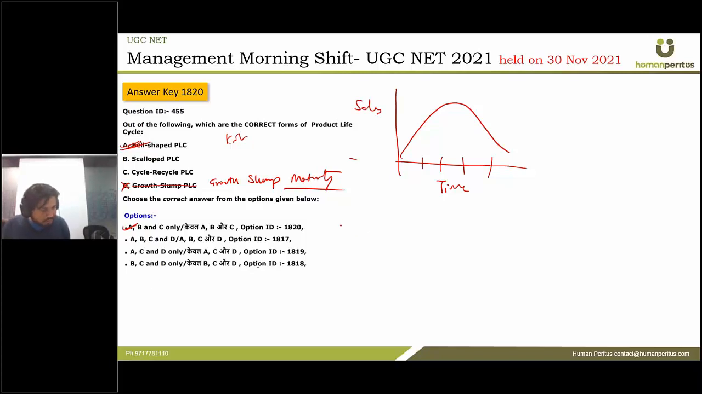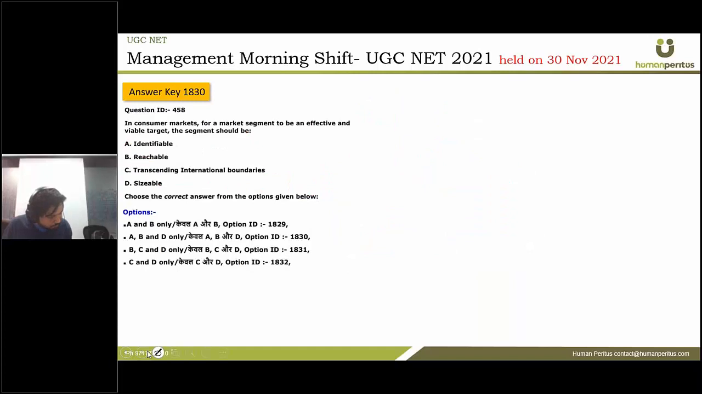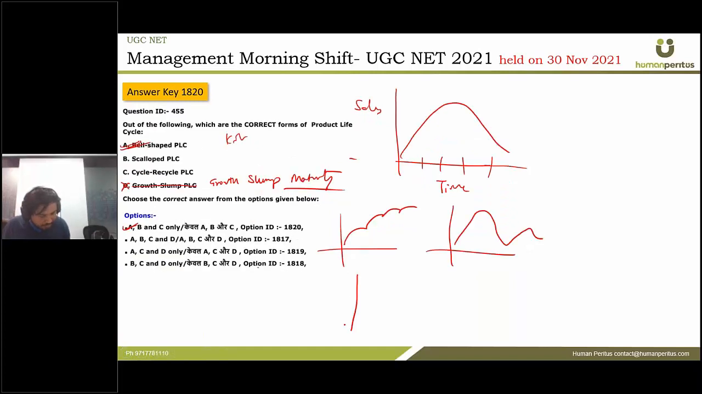So what is growth? What is scallop? Scallop would be like this. Now what is cycle-recycle? Cycle-recycle would be like this. Now what would be the growth-slump-maturity pattern? It would be like this. So therefore the correct answer is option A.